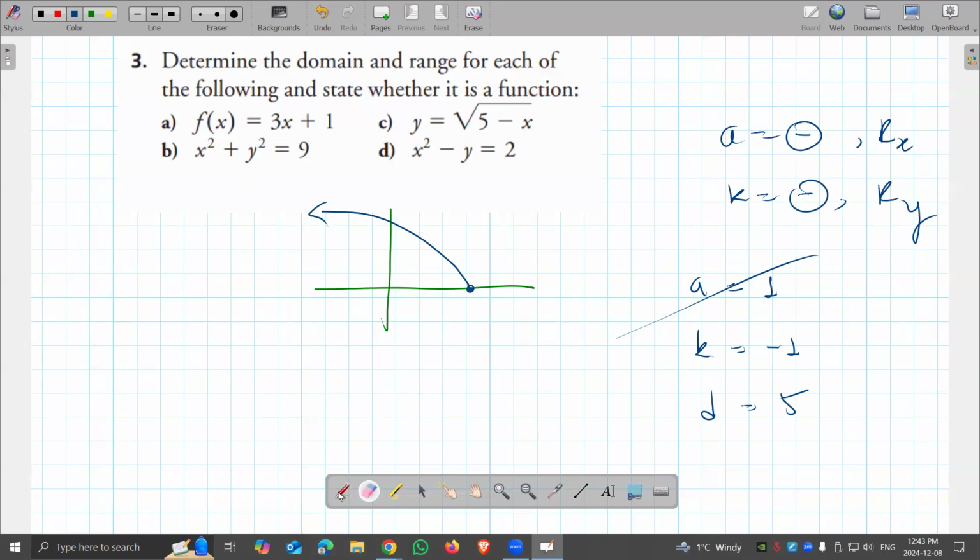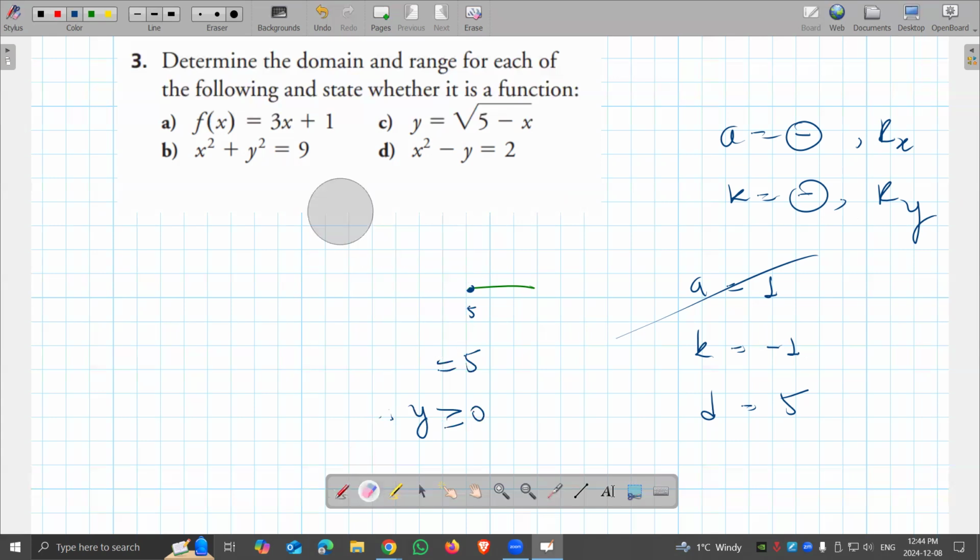What's the domain and range of this function? Start with the domain. It's a function, we know it. What's the domain? It's x less than or equal to 5. Can it be exactly 5? Yes. What about the range? It's greater than or equal to 0. Can it be exactly 0? Yes, perfect. There you go. That's the domain and range.